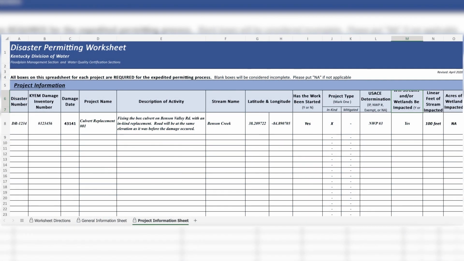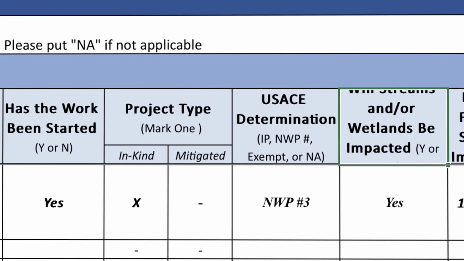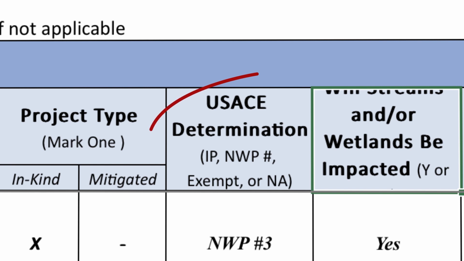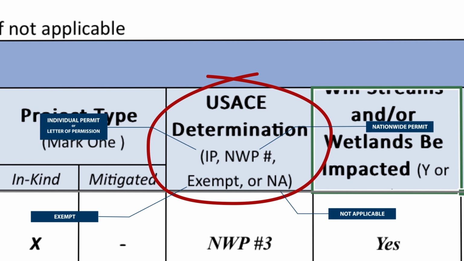In General Project Review and on the Disaster Permitting Worksheet column USACE determination, there are 4 primary options for a federal Section 404 or Section 10 permit type: not applicable, exempt, nationwide permit, and individual permit, or similarly, a letter of permission.